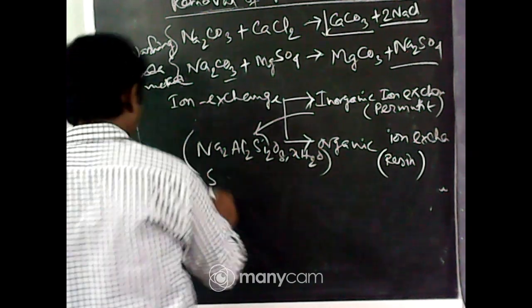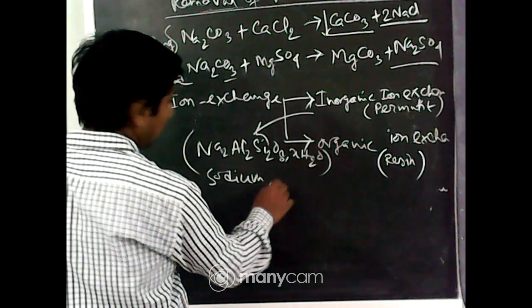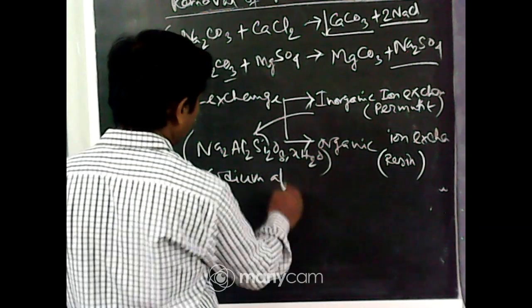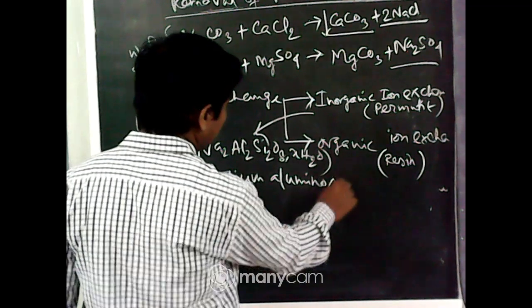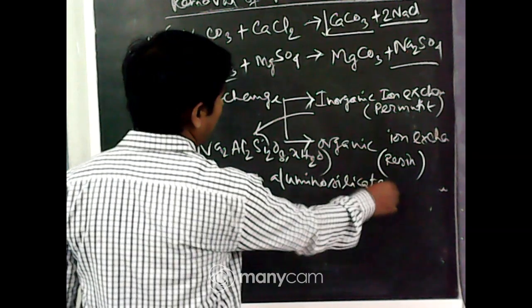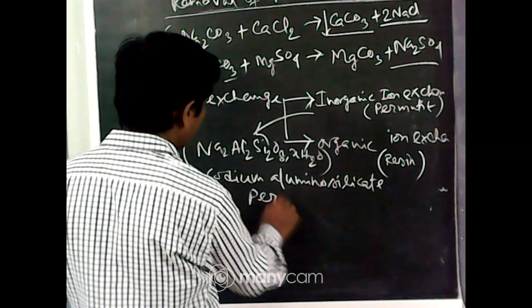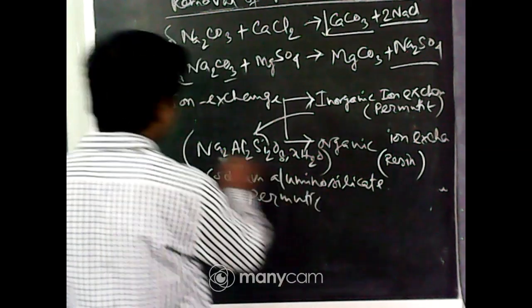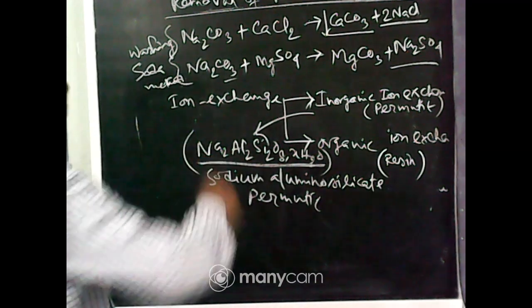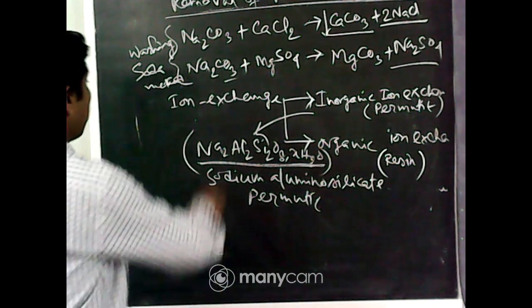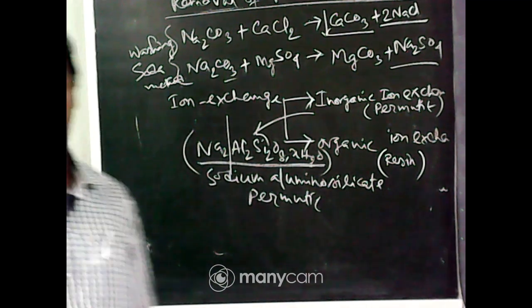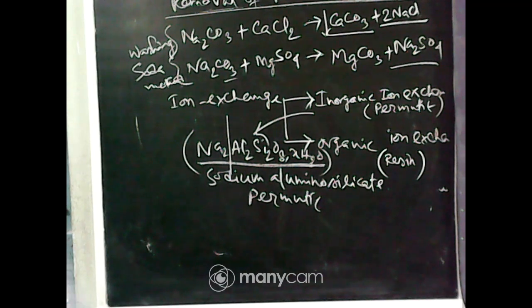The name is sodium aluminosilicate, hydrated. So, it is the Permutit. Now, you can see that in the formula sodium is there. This sodium is exchanged with the salts, that is calcium and magnesium, so that the water is no longer harmful to us.